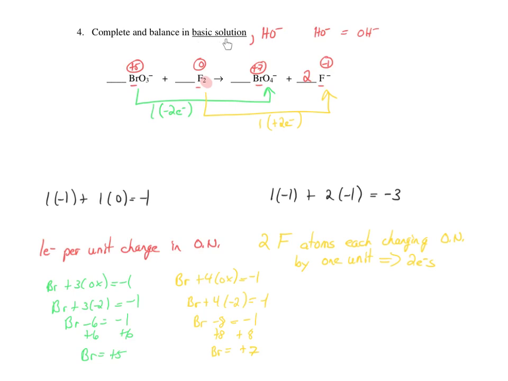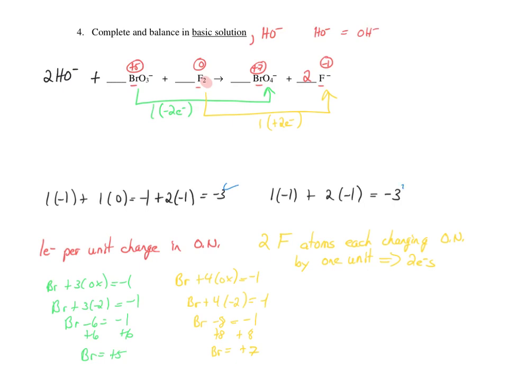Again, we're in basic solution, so what we have to balance the charge is hydroxides. So in order to balance the charge, we're going to have to add 2 hydroxides to the reactant side. And now we have a charge of -3 on each side of the equation. We are balanced for charge.